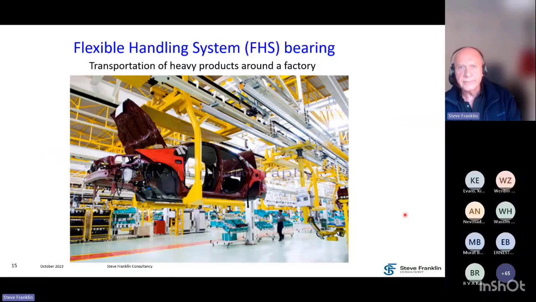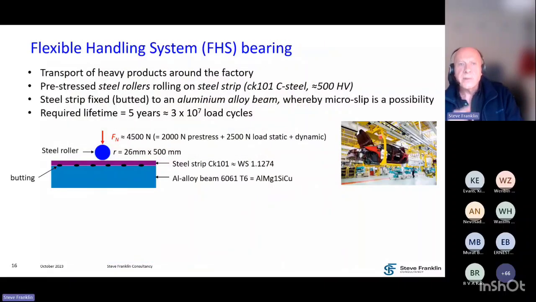What this was about was a bearing system for transportation of heavy products around the factory. You can see these transportation robots, if you like, that are moving around the factory, carrying heavy products, and they have a bearing system along this rail here. It wasn't actually a car factory, I'll have to say. But it's about transport of heavy products around the factory.